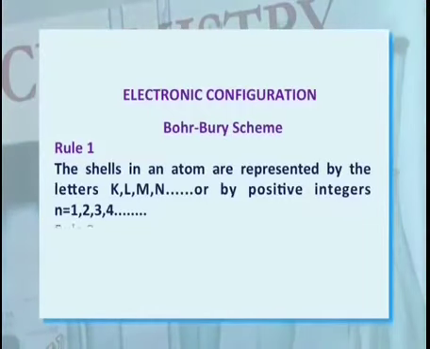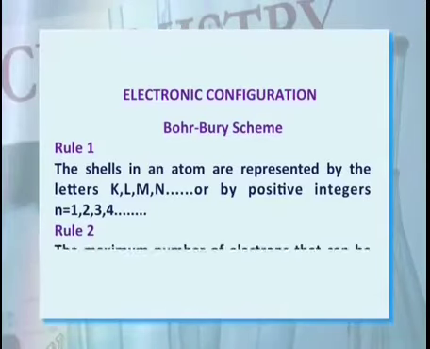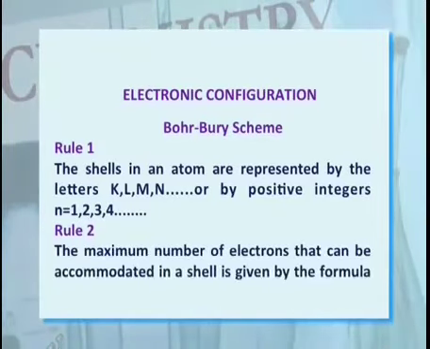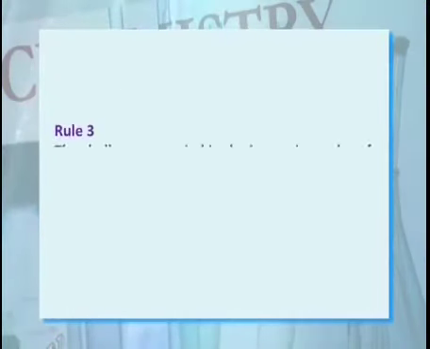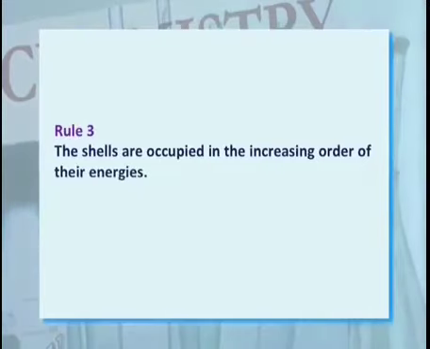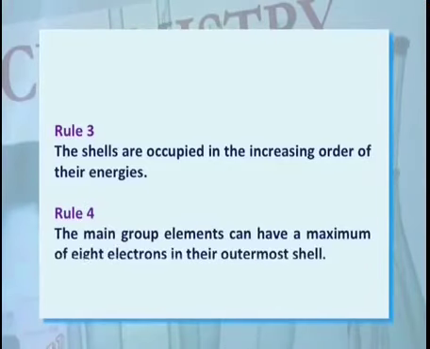Rule 2, the maximum number of electrons that can be accommodated in a shell is given by the formula 2n², where n is the number of the shell. Rule 3, the shells are occupied in the increasing order of their energies. That means, first shell 1 will fill up, then electrons will go to the second shell and third shell, and so on. Rule 4, the main group elements can have a maximum of 8 electrons in their outermost shell.